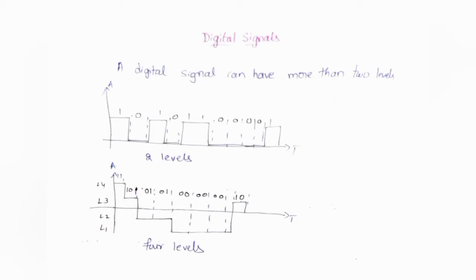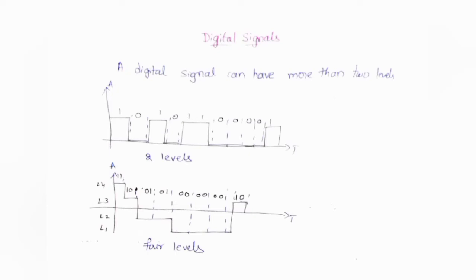In the next diagram we have 4 levels to transmit the digital signal: level 1, level 2, level 3 and level 4. Since we have 4 levels, the bit rate is 16 bits per second. That means in 1 second, 16 bits are transmitted through the transmission medium. In the first diagram we send 1 bit per level, and similarly in the second diagram we send 2 bits per level.